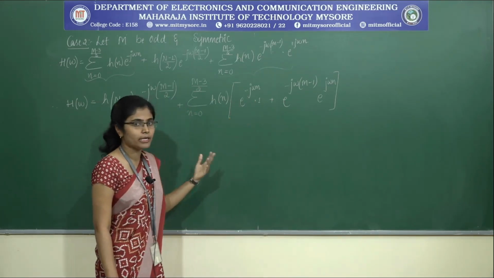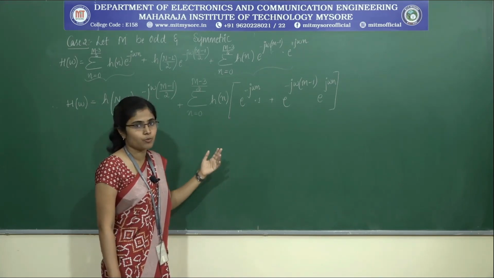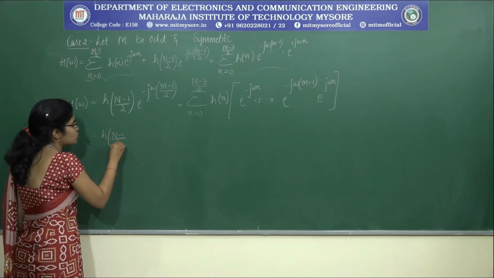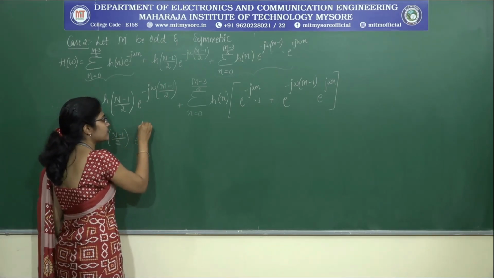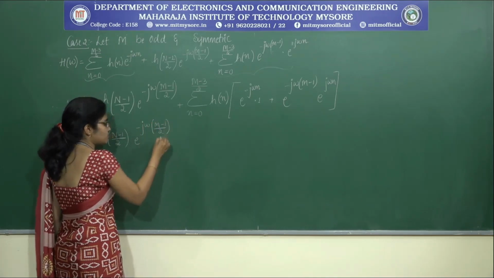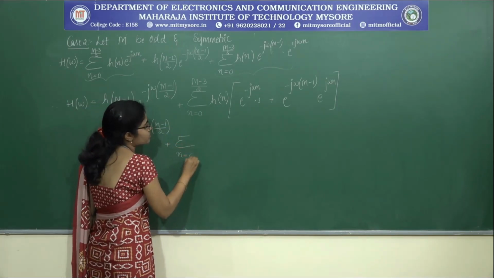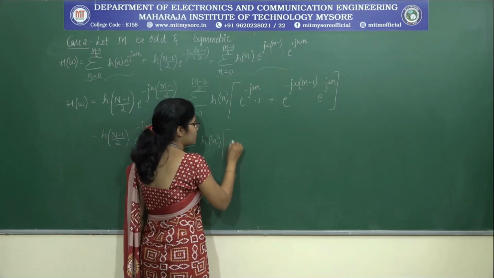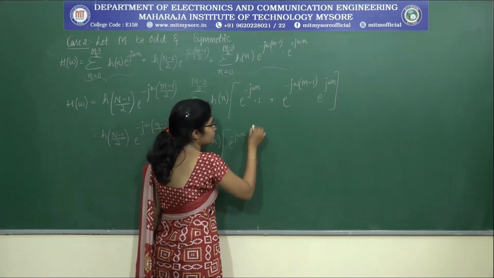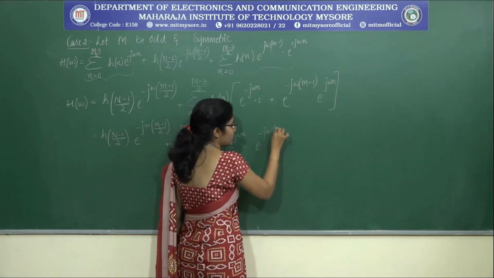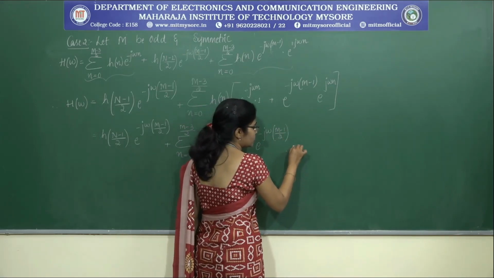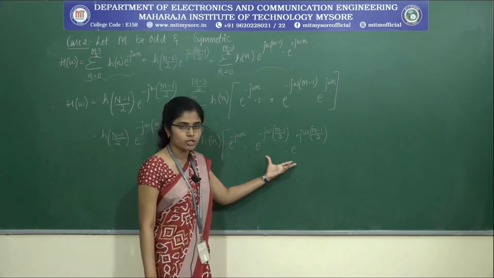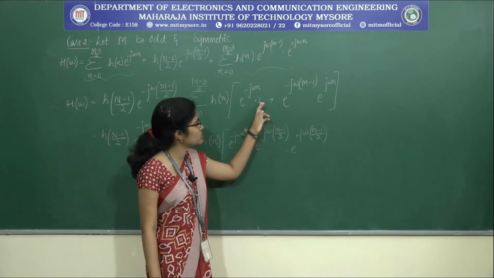So instead of 1, let us incorporate an exponential term that gives us e power minus j omega (m minus 1)/2. If I do so, the equation H of omega will be equal to h of (m minus 1)/2 into e power minus j omega (m minus 1)/2 plus summation n ranges from 0 to (m minus 3)/2 of h of n into e power minus j omega n. I am rewriting it as it is, and instead of 1 I can write it as e power minus j omega (m minus 1)/2 into e power plus j omega (m minus 1)/2. If I combine these two exponential terms, I will get e power 0. We know e power 0 is nothing but equal to 1.